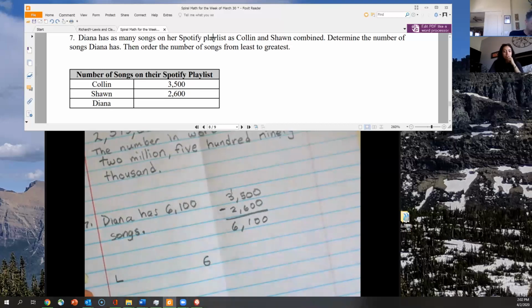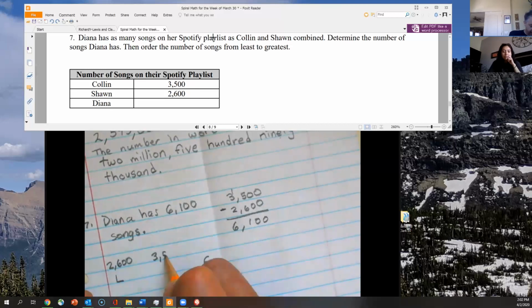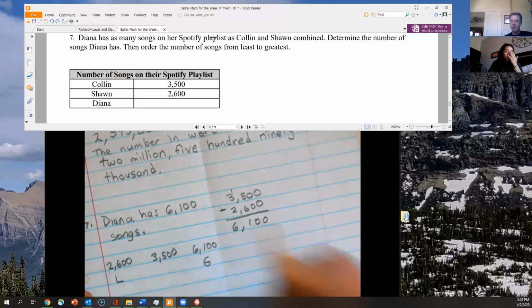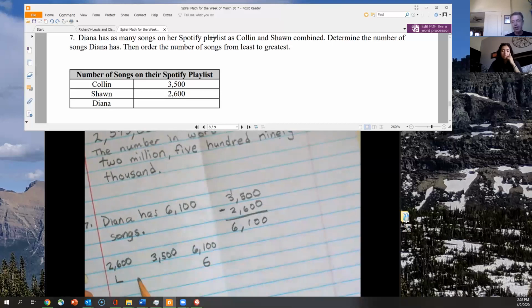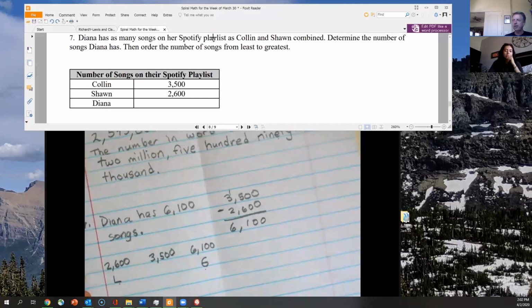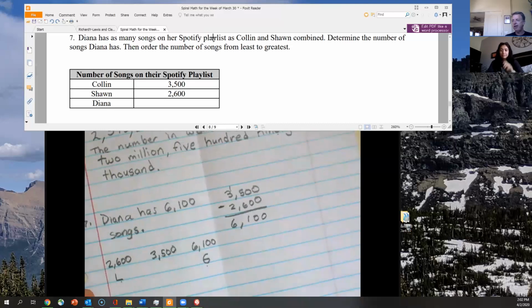It looks like Sean has the least with 2,600 songs. Colin's in the middle there with 3,500. And Diana rocks it with 6,100 songs on her playlist. So make sure you label it from least L to G or least to greatest so that we know what order you're putting these songs in. And then that is it for number 7.